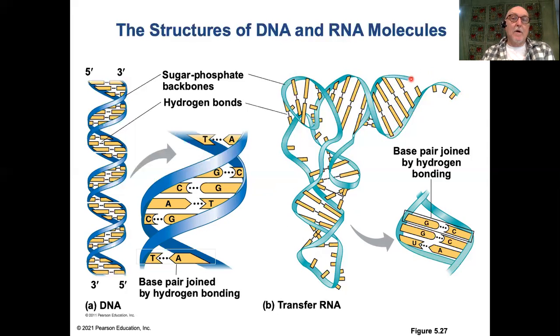This is an RNA molecule, which we're going to hear a lot about. This is tRNA, or transfer RNA. It's like an upside down L shape like this. And all of these base pairings here are between different areas of the same molecule, not another molecule like in DNA.